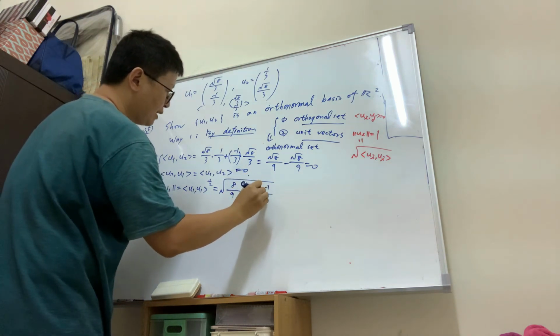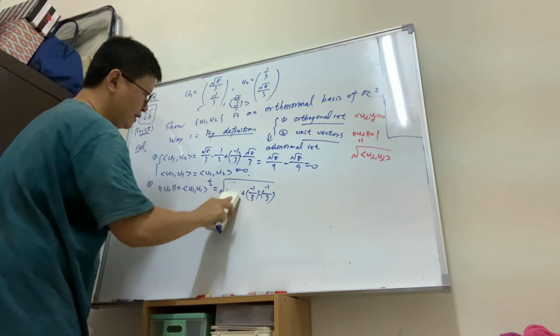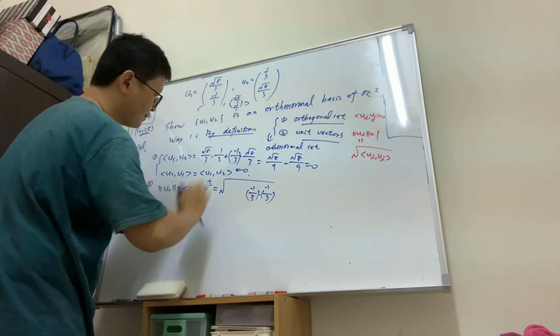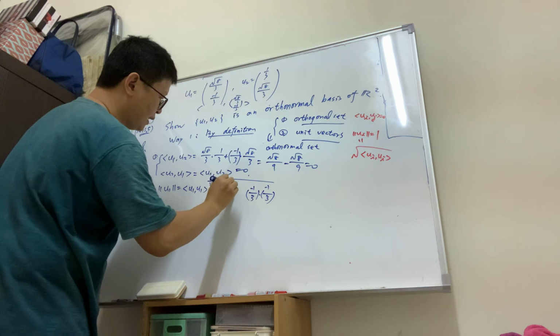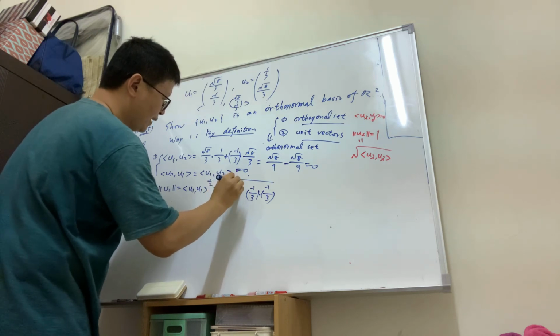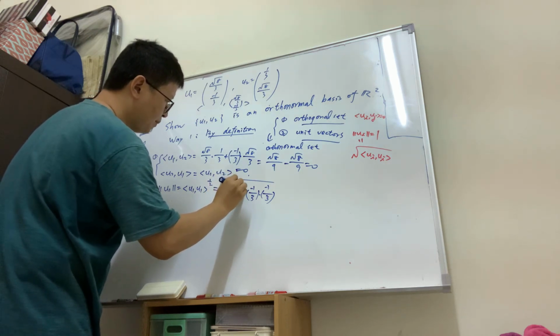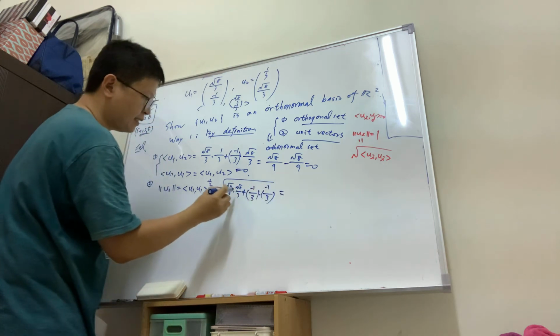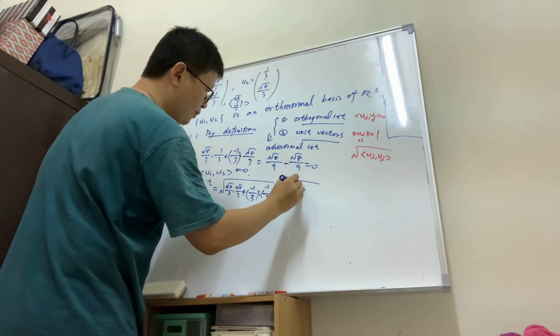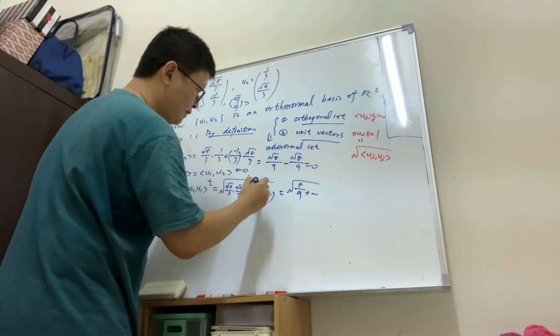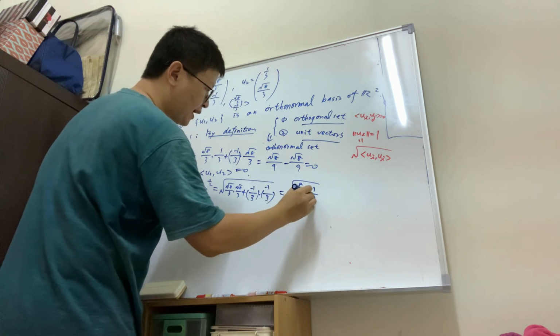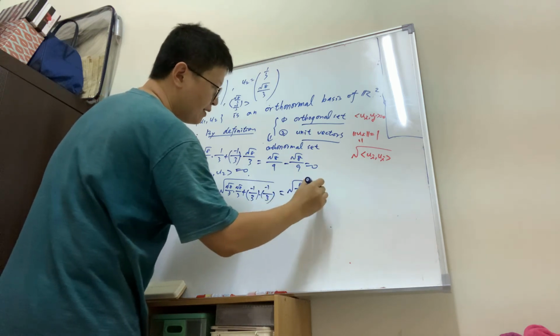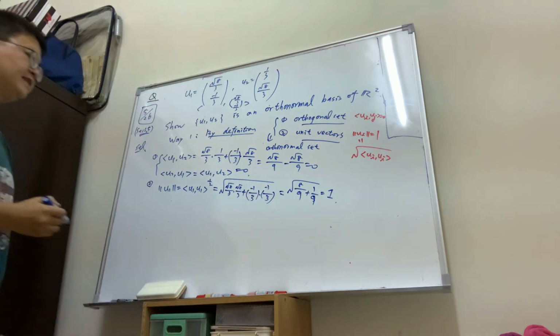Okay, I write it down again here. Here is the square root of 8 over 9, plus 1 over 9. So it's exactly 1.